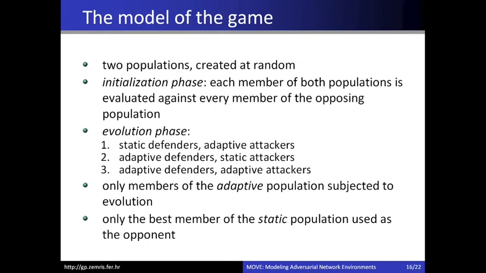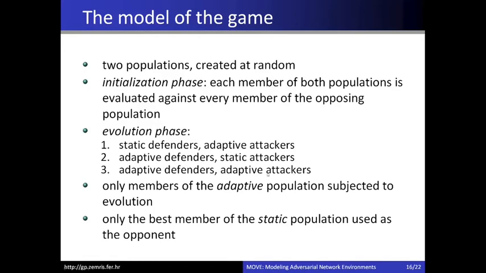Okay, so how do we play them against each other? Well, in our evolutionary model, we have two populations which are created at random. In the initialization phase, regardless of the scenario, we first evaluate each member of one population against every other member of the opposing population. In that way, we have an initial fitness for each of the players. And then in the evolution phase, we have the following options. We may choose either population to be static, to not evolve, and the other population to be adaptive, that is to perform evolution just on that single population.